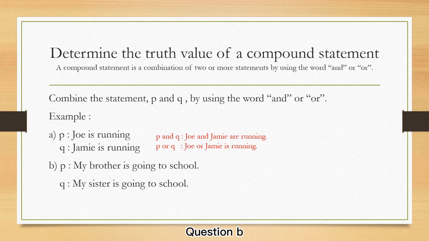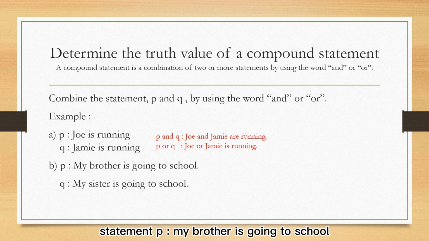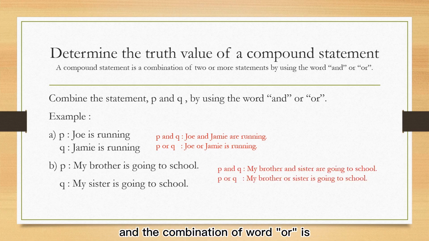Now then, question B. Statement P: my brother is going to school, and statement Q: my sister is going to school. The combination with the word and is my brother and sister are going to school. And the combination with the word or is my brother or sister is going to school.